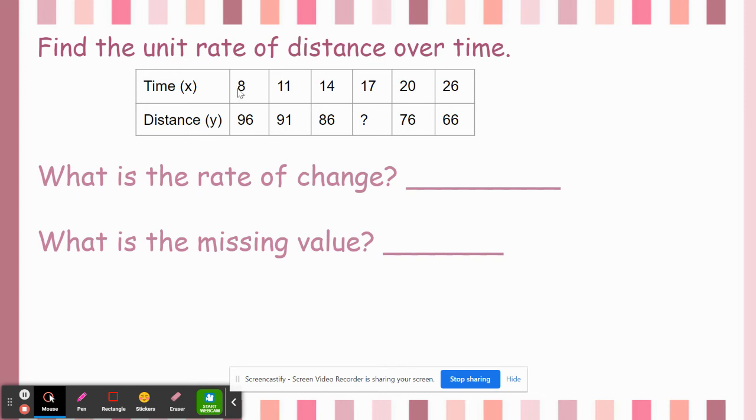Next one, find the unit rate of distance over time. So the first thing we're going to do is find the change in Y. Did we go up or down? From 96 to 91, we went down. How much did we go down by? 5. If we went down 5 again, would we get to 86?